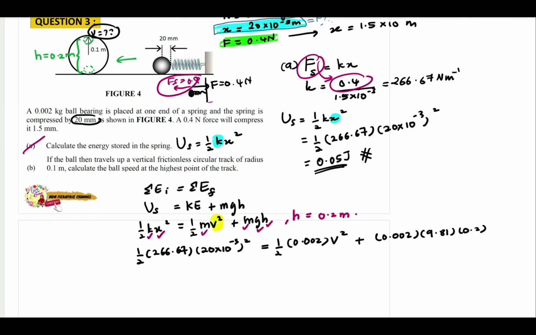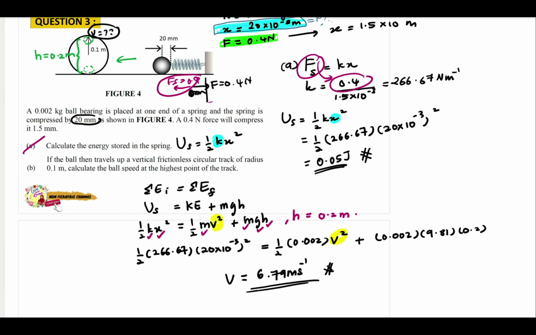Okay, kalau you letak 0.1 salah lah. Sebab 0.1 dia punya radius. So, mesti ukur daripada bawah lah, the height from the ground. Okay, ataupun the height from the floor. Okay, daripada lantai dia ni berapa. Okay, so finally we can find V. Therefore, V is equal to 6.79 meter per second. Okay, so this is the answer.